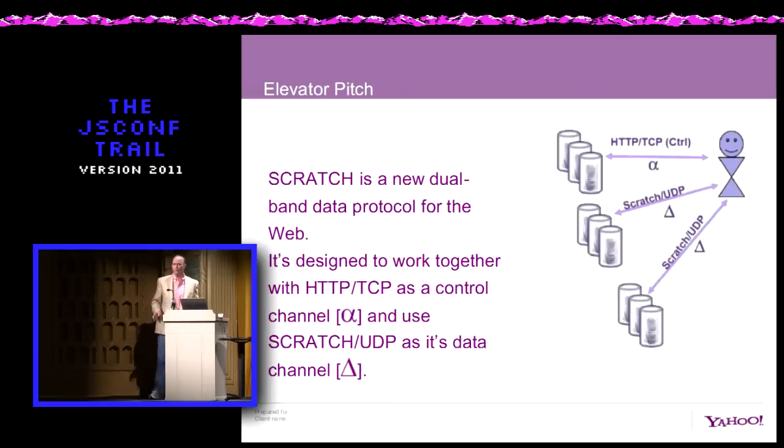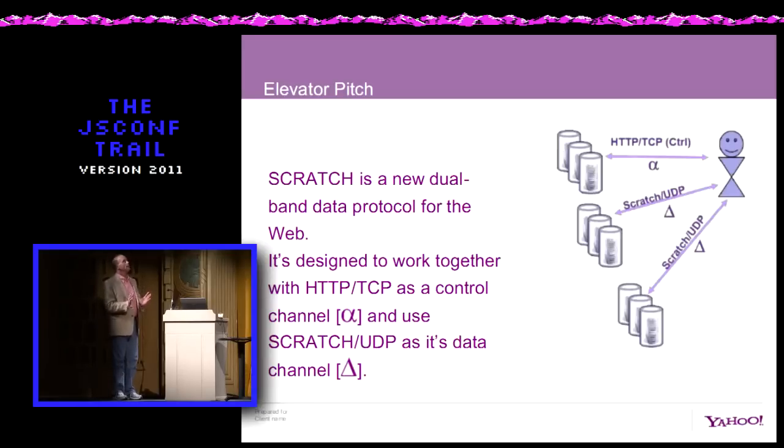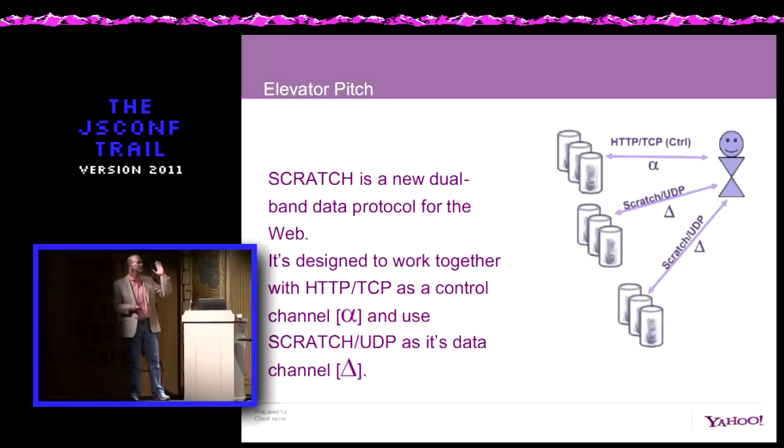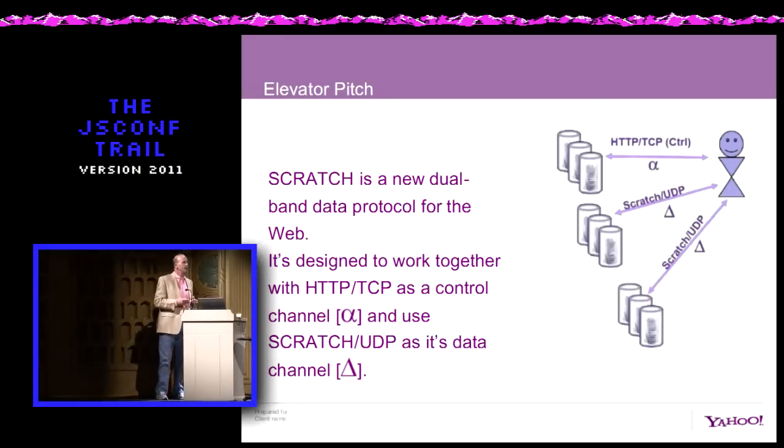So, just the elevator pitch. You're in an elevator with an executive. You've got 30 seconds to describe it. I can't do it in 30 seconds, I'm sorry. But maybe 90 seconds. Scratch is a new dual-band data protocol for the web. It's designed to work together with HTTP over TCP, the one we all know. We'll call that the control channel, alpha channel, not related to your 8-bit intensity map. We'll also talk about Scratch UDP, which is the data channel for our protocol. We'll call that the delta channel.